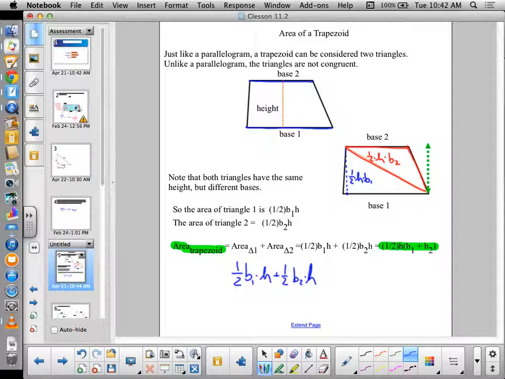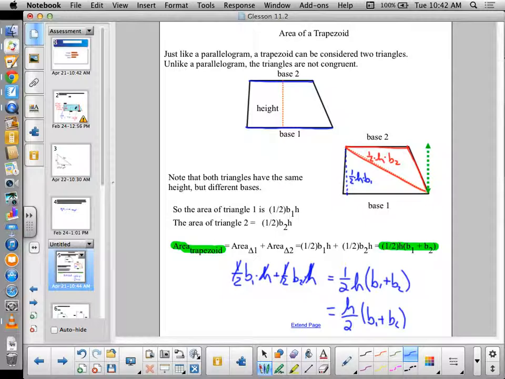But since the 1/2 is common and the height is common, I can factor that out. Algebra. If I factor that out, I get 1/2 times the height, and what is left after I factor that out is base 1 plus base 2. Or a lot of people like to simplify it saying the height divided by 2, which is the same as 1/2 height, times the sum of the bases. That's the formula for area of a trapezoid and where it comes from.